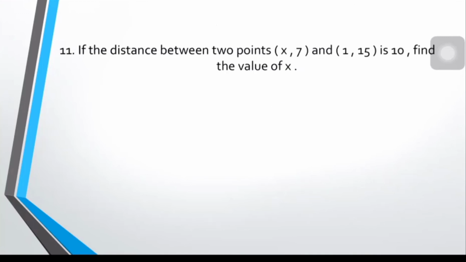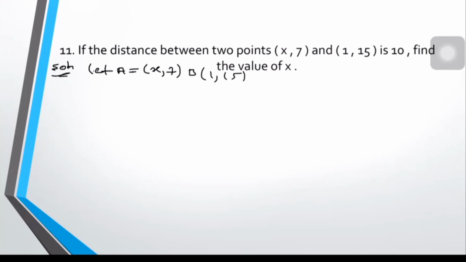Now 11th problem. Question is: if the distance between 2 points x comma 7 and 1 comma 15 is 10, find the value of x. First write the given points. Let A is equal to x comma 7, B is equal to 1 comma 15 points.